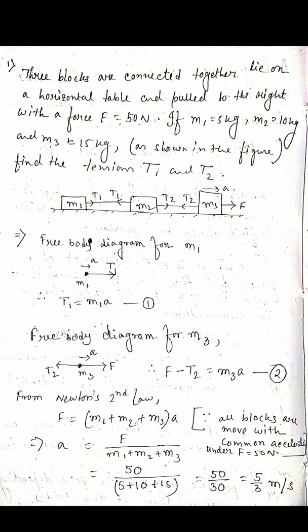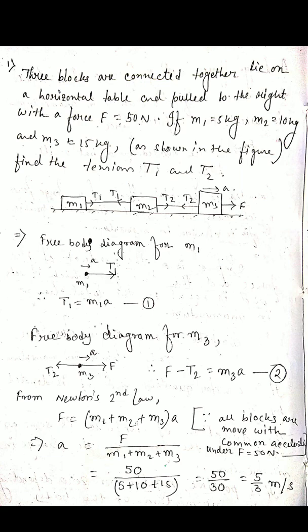To solve this type of numerical, we first draw the free body diagram of each mass. For the free body diagram of M1, denote M1 as a point. Only one force is there, that is T1, and the acceleration is towards F. So we can write T1 equals M1 into A. Why? Because T1 equals M1 into A.